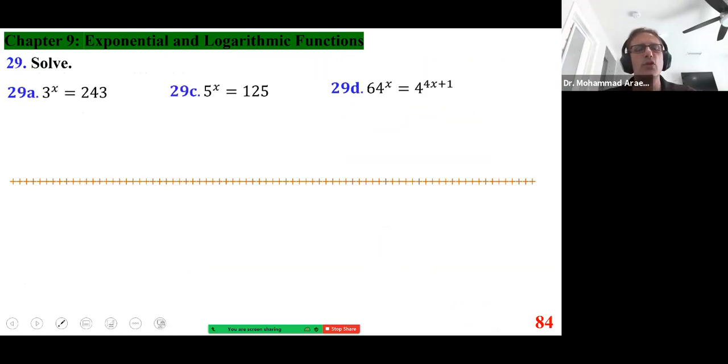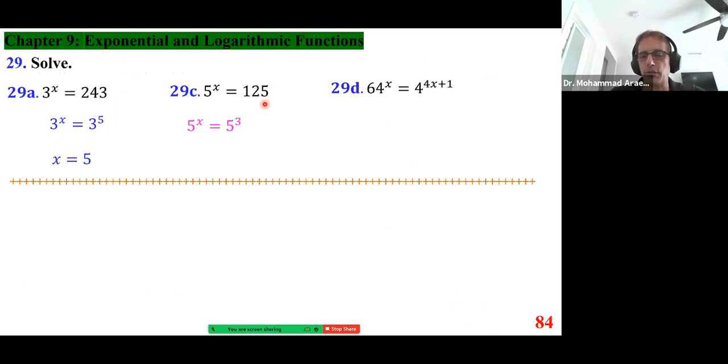Similar questions we've done, so we're going to go through them fast. 3 to the power of x equals 243. On the other hand, you know this is 3 to the power of 5, so x must be 5. 125 is 5 cubed, therefore x must be 3. Remember, 64 is 4 cubed.